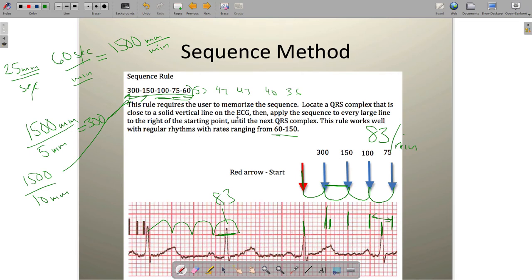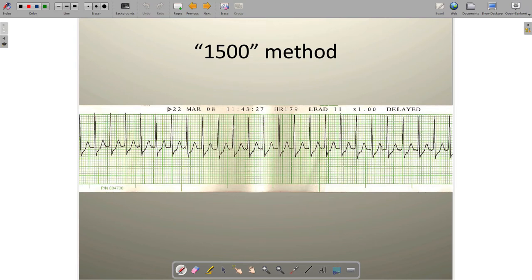If you have a really, really slow rhythm, then use the 6-second method. If you have a really, really, really fast rhythm, let's look at a different method for calculating rate. All right, so this is yet a different way, and this is called the 1500 method. So the 1500 method of determining the underlying rate says this.